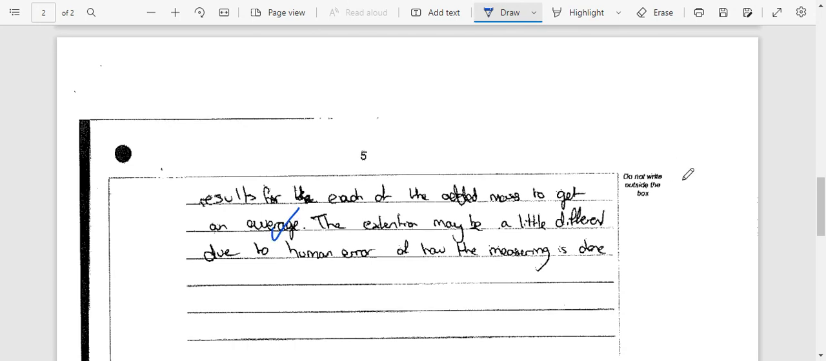So they've described the experiment well. It's clear what they're trying to do. They've made it clear they're doing several readings. They've made it clear they're finding an average. Their equipment setup was good. But let's see where they can actually get more.